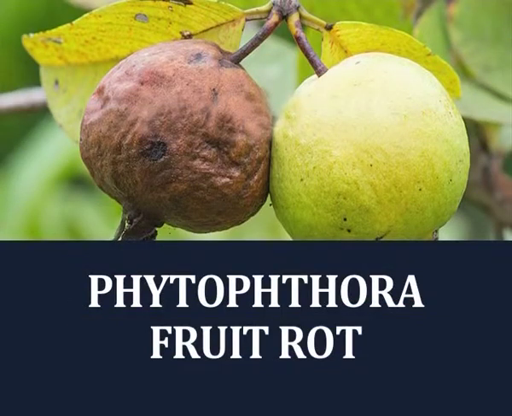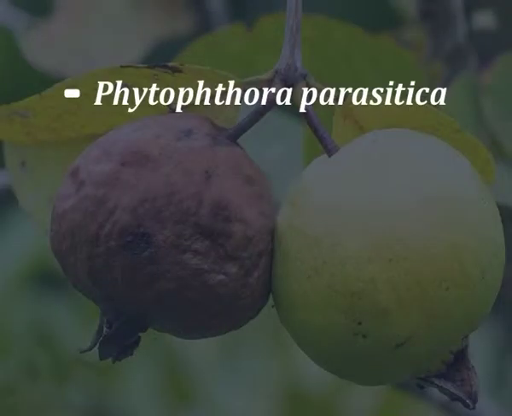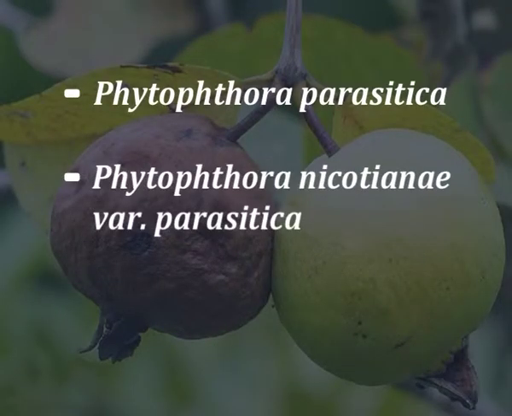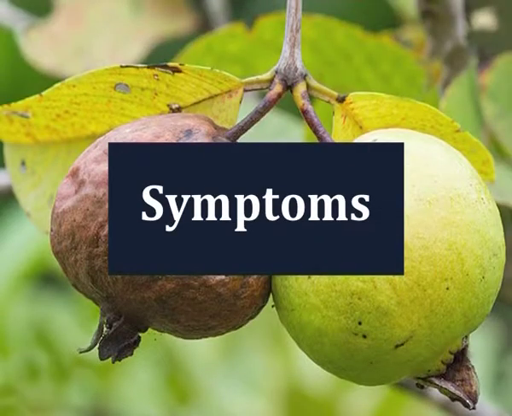Next important disease is Phytophthora fruit rot. It is caused by Phytophthora parasitica, Phytophthora nicotianae variety parasitica, and Phytophthora citricola. Now let's see about the symptoms of the disease. The symptom starts at calyx discs of the fruit during rainy season.